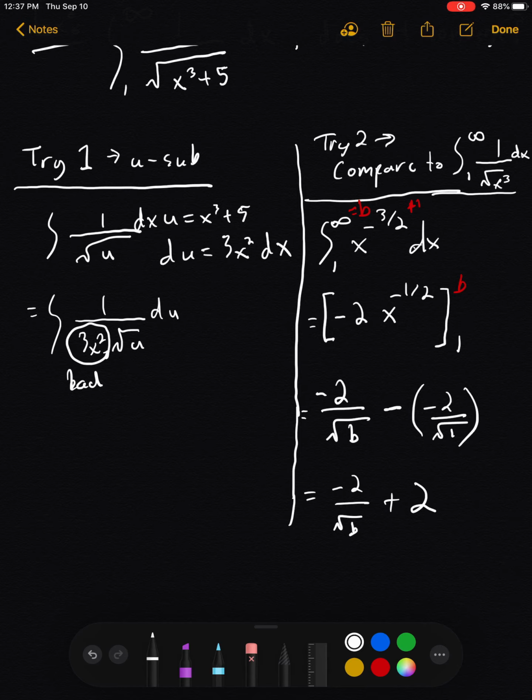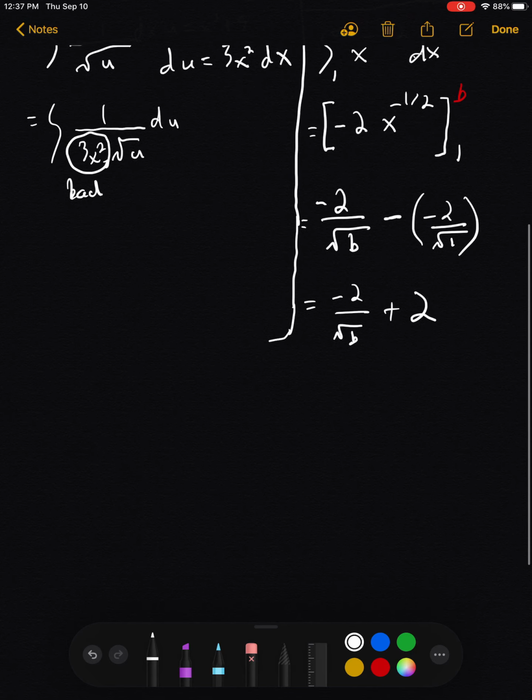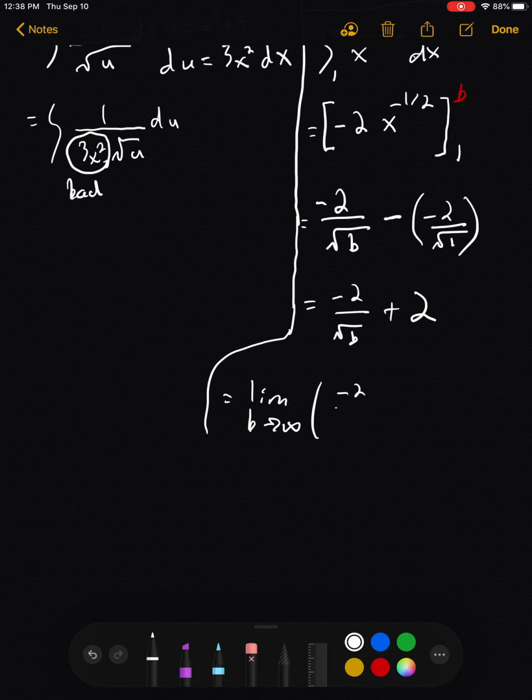And then I'm almost done. We apply the limit. So take the limit as b goes to infinity of negative 2 over the square root of b plus 2. What happens? Well, if I put infinity in the denominator, negative 2 divided by infinity gets smaller and smaller and smaller. And so this goes to 0. And so I know that the answer is equal to 2.